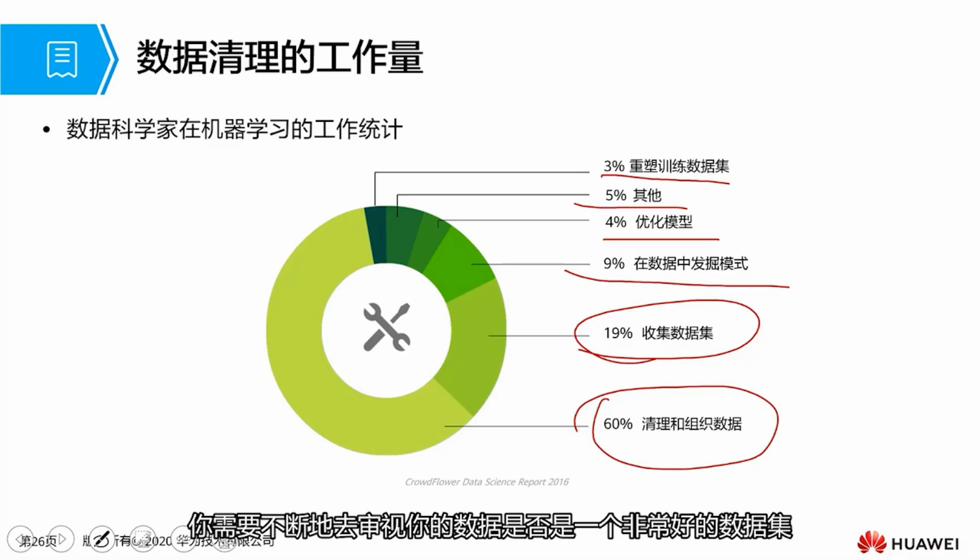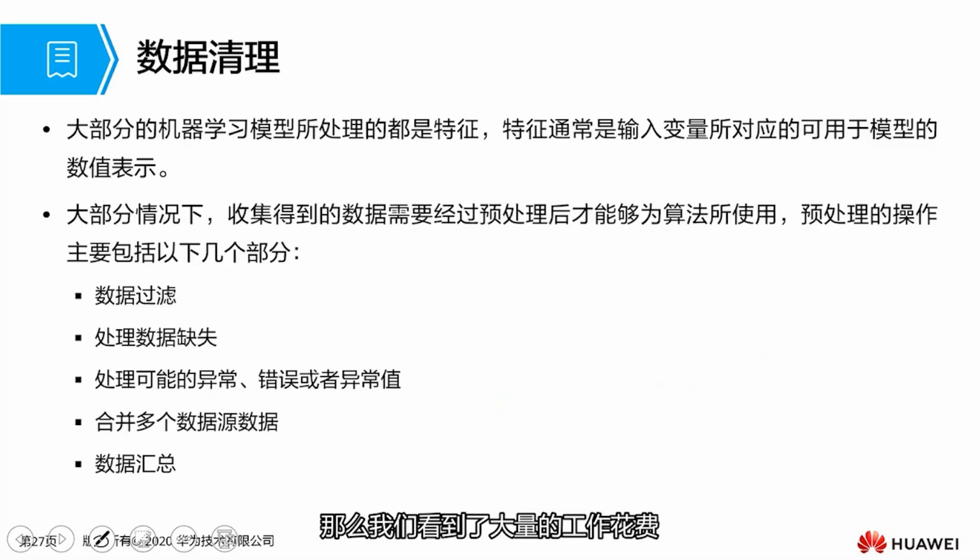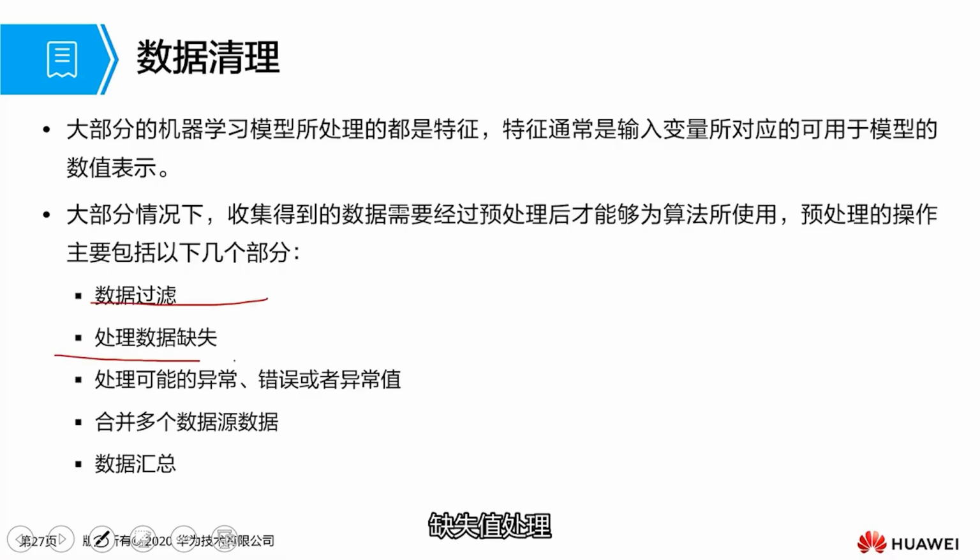Discover patterns in data, accounting for 9% of the content. What is 60% for? It is to clean and organize data. You need to constantly review your data. Is it a very good data set? A large amount of work is spent here. So we see a lot of work spent in the process of data cleaning.